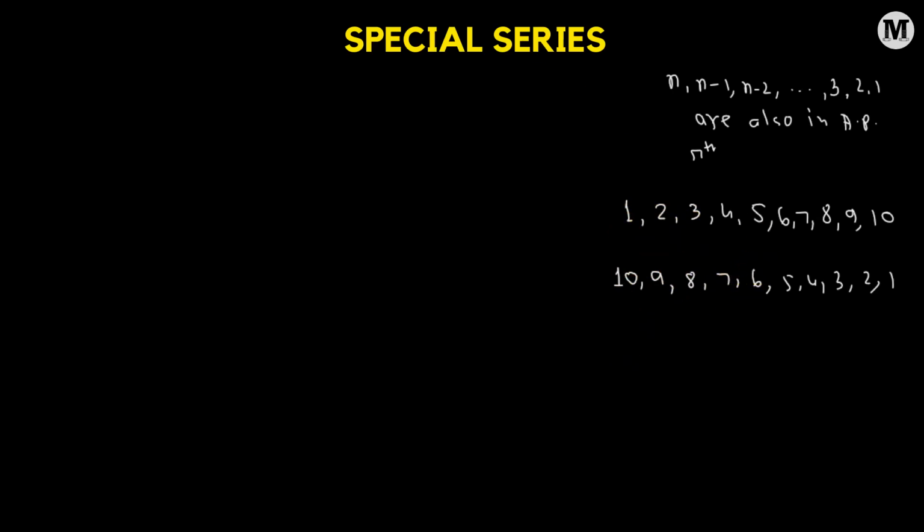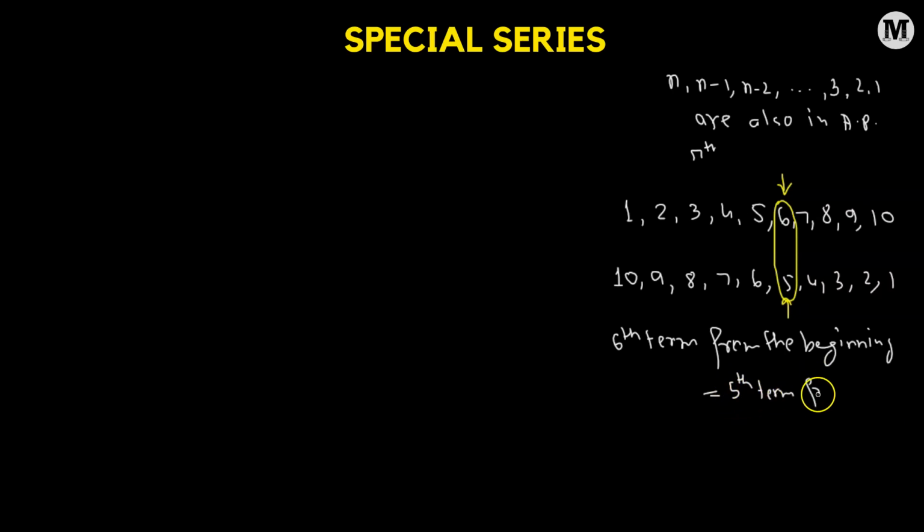Okay, so let's say we want to find out the rth term. If we consider the sixth term to be the rth term, then we can say that the sixth term from the beginning is exactly the same as taking the fifth term from the end, because they are corresponding terms. So here we are saying that taking the sixth term from the beginning is exactly the same as the fifth term from the end.